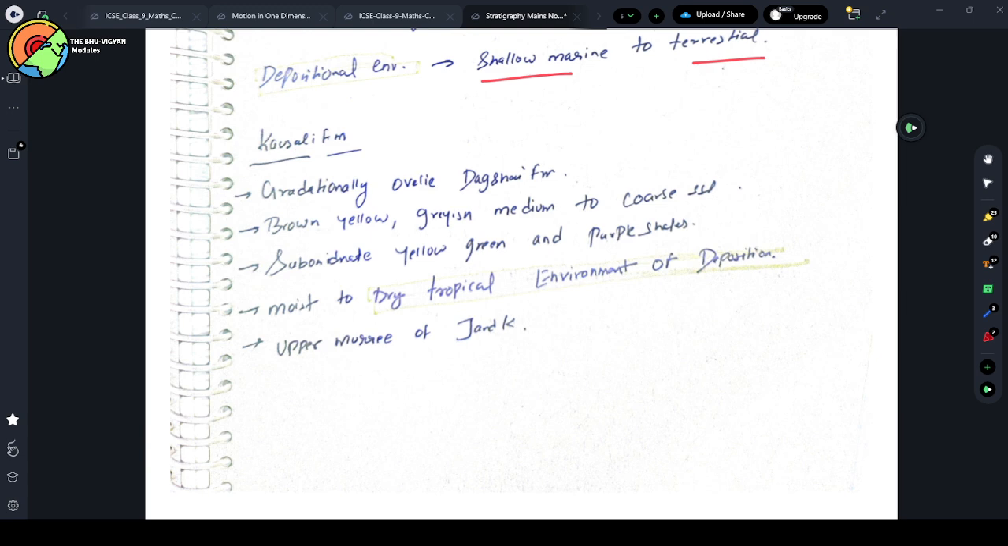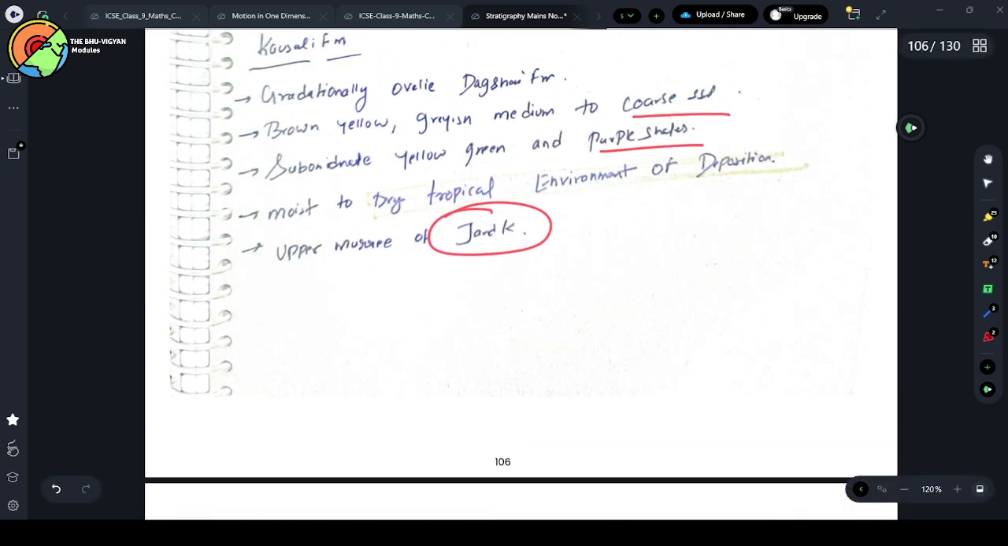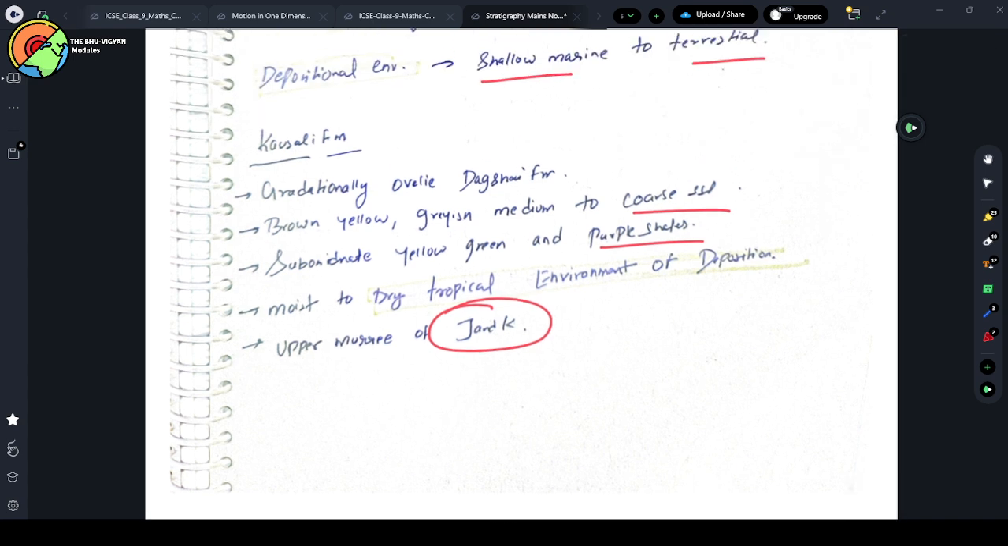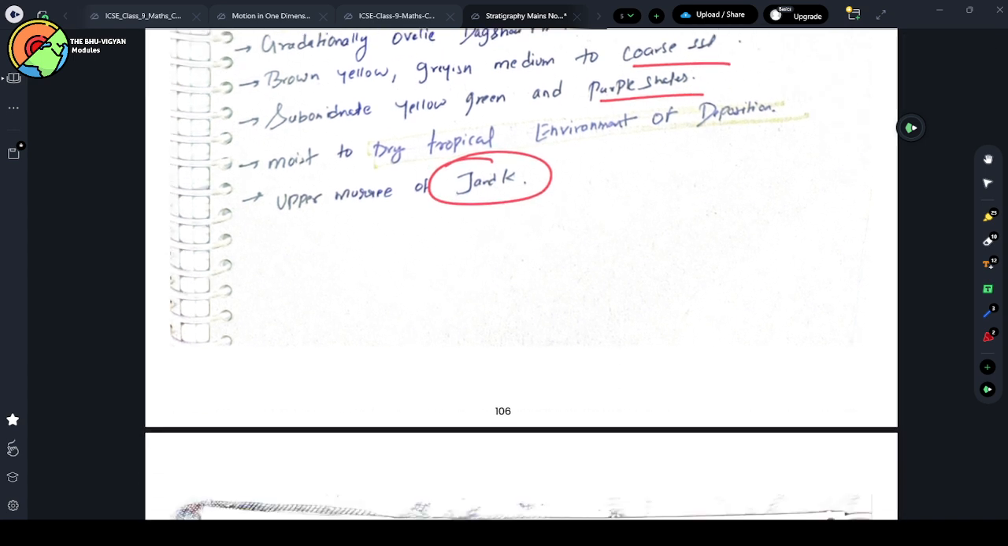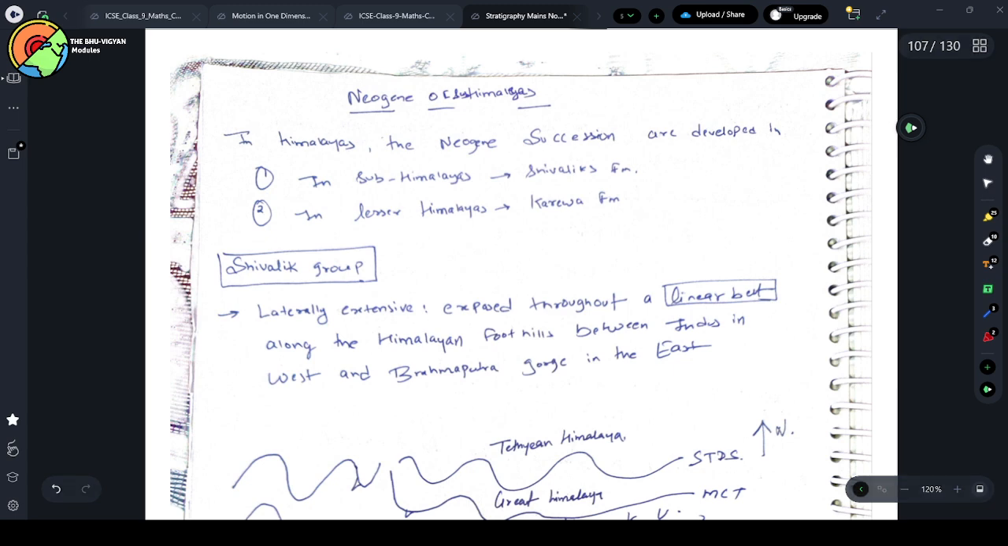Now, if we talk about Kasoli formation, it gradationally overlies the Dakshahi formation. It is brown, yellow, grayish, medium to coarse sandstone. Subordinate yellow, green, and purple shales are also present. Moist to typical tropical, dry tropical environment of deposition, and in upper Murree of Jammu and Kashmir, we see the Kasoli formation. So Kasoli formation is basically terrestrial.